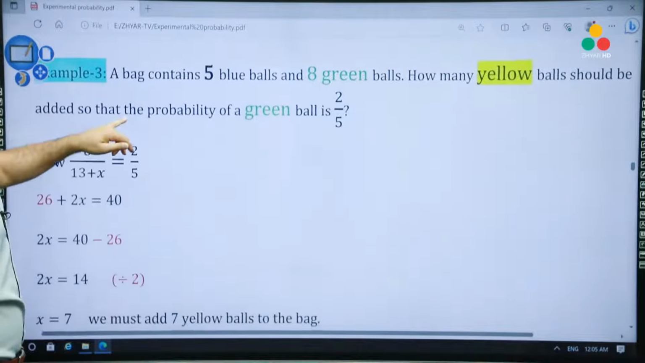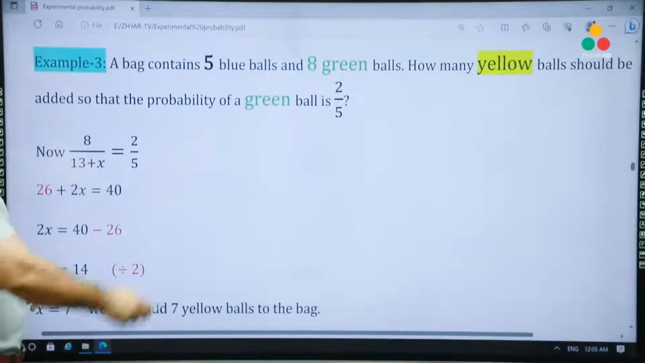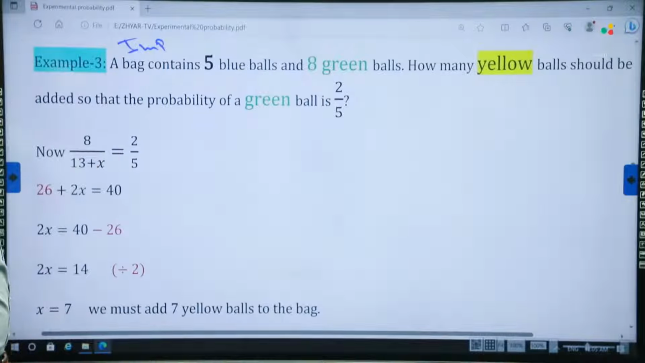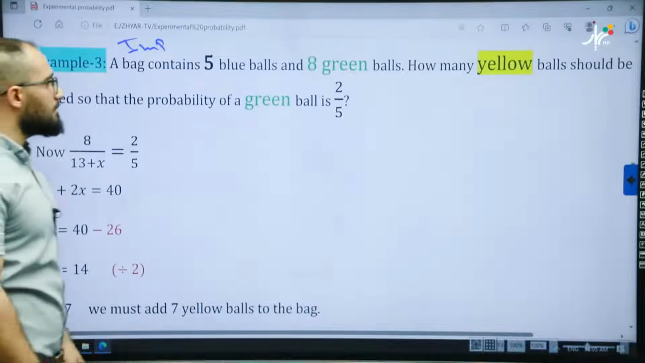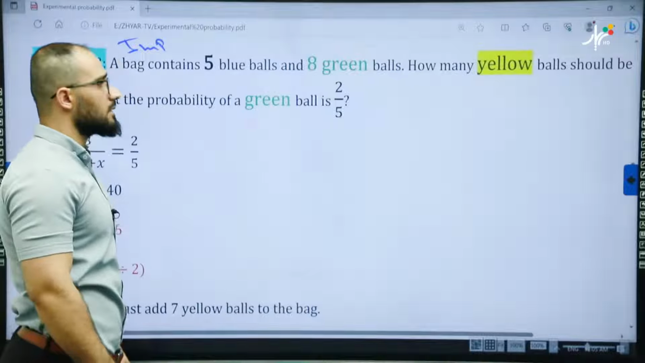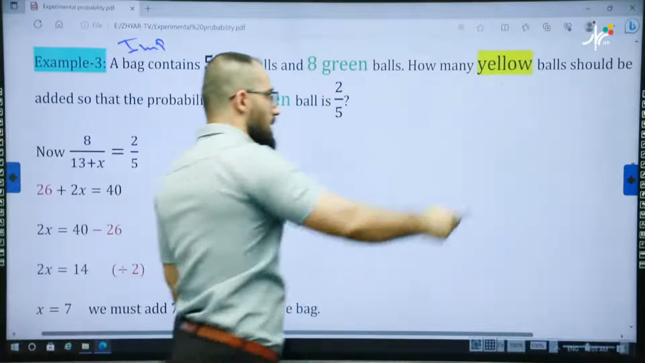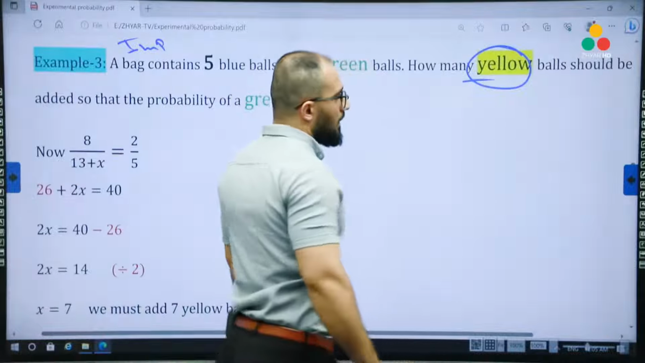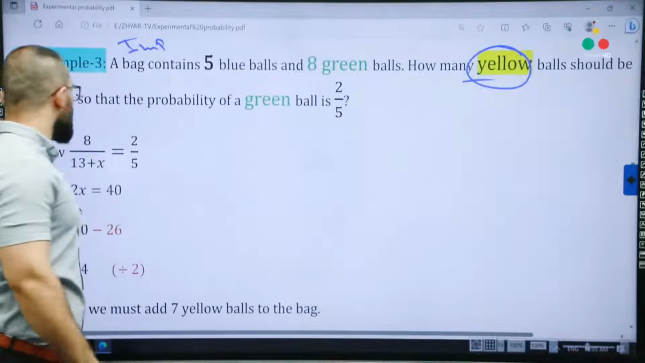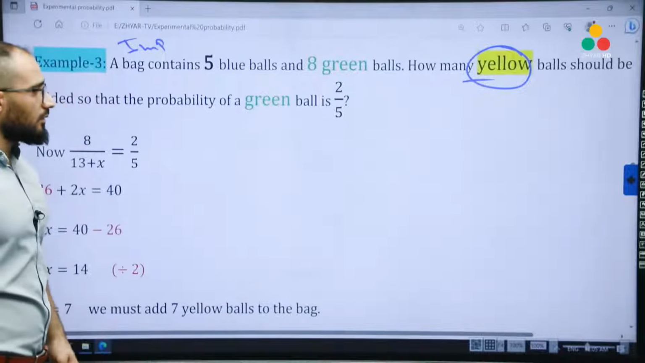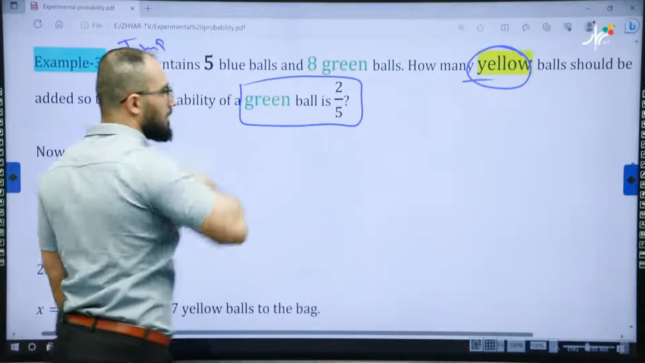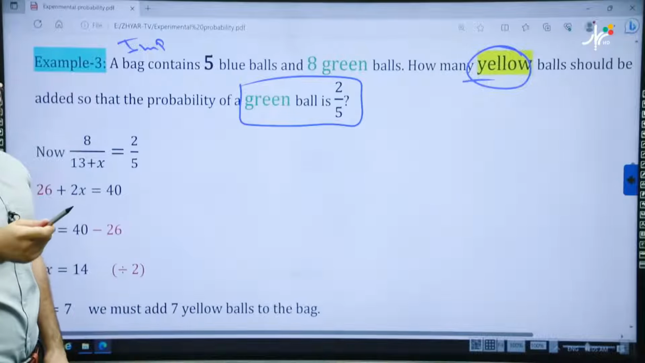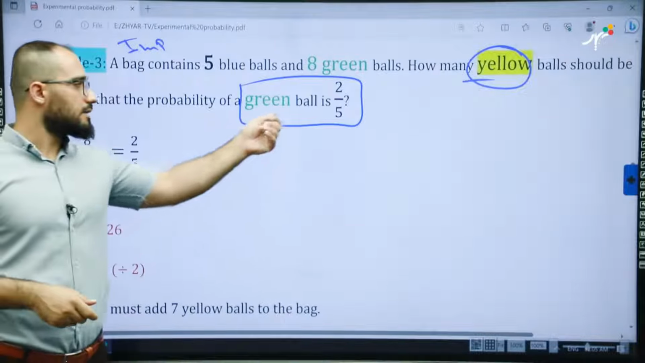Example 3, this is one of the important examples. It says, a bag contains 5 blue balls and 8 green balls. How many yellow, be careful, it says yellow, not the other colors. How many yellow balls should be added so that the probability of a green ball is 2 over 5? So we have to find the number of yellow balls that you have to add. Then the probability of green is going to be 2 over 5.